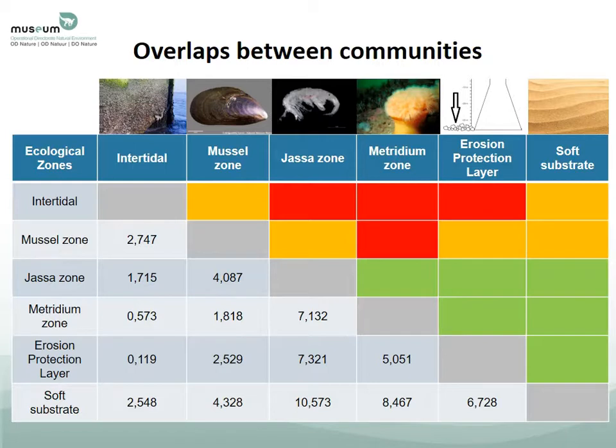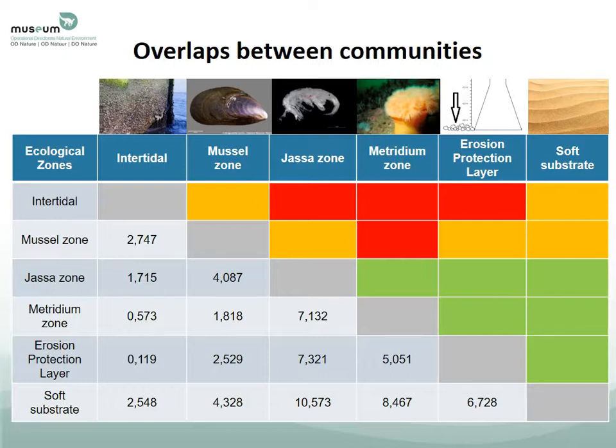In this table, we see the overlaps that are formed by the communities, both as numbers on the lower part of the table and represented as colors on the upper part of the table. The red color represents high heterogeneity and hence low overlap, whereas the green color represents low heterogeneity and high overlap. And the orange color, of course, is the intermediate level.